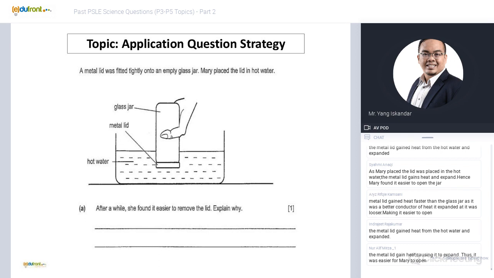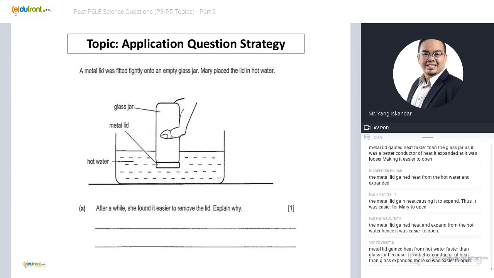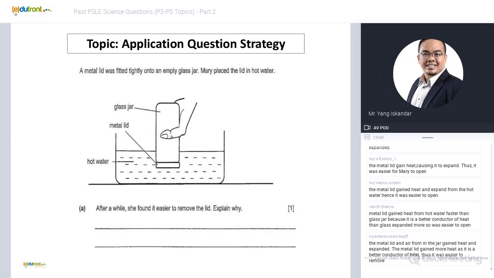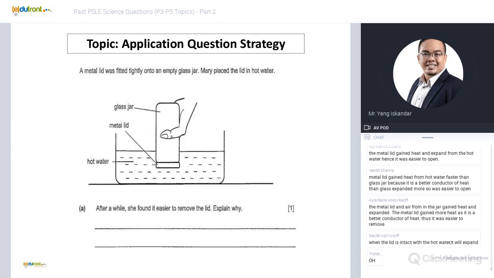Mariam said the metal lid gains heat from the hot water faster than the glass jar as metal is a better conductor of heat. Mariam, very good. You know the answer. Mariam got the correct answer. Very good answer. This is quite a tricky question. This is a past PSLE question.